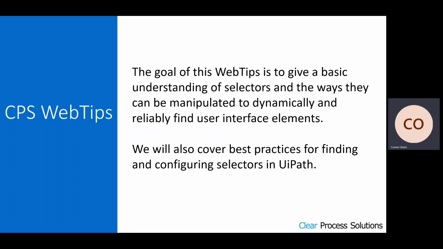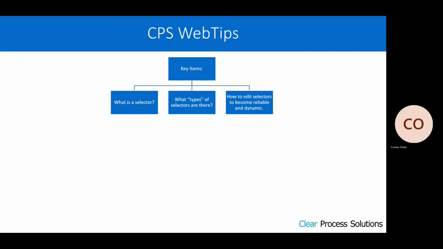The goal of this WebTips is to give a basic understanding of selectors and the ways they can be manipulated to dynamically and reliably find user interface elements. We also will cover best practices for finding and configuring selectors in UiPath. So some key items: what is a selector? What types of selectors are there? And how to edit selectors to become reliable and dynamic.